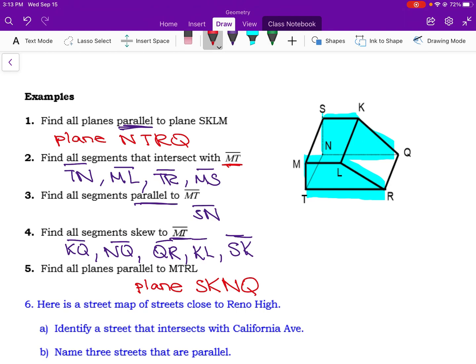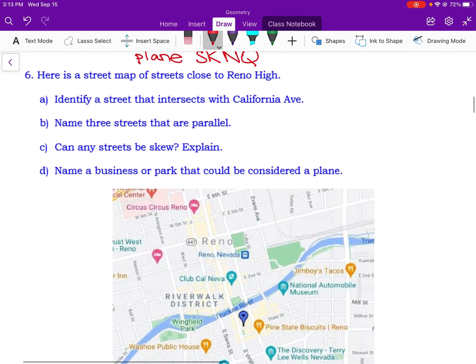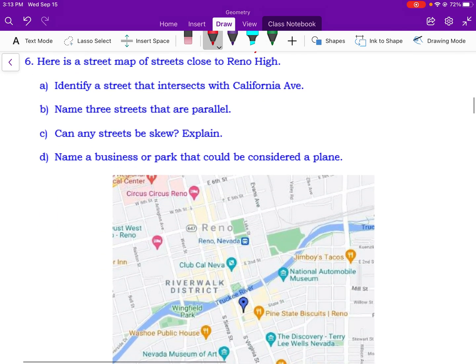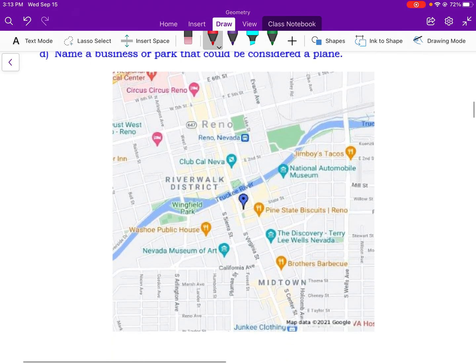Okay, so that wraps up kind of pulling out details. Notice that it is just kind of attention to detail and thoroughly going through and reviewing all of the options. Okay, so now we have kind of a real world application. We have a street map of streets close to Reno High. So we want to, first of all, for part 8, identify a street that intersects with California Avenue.